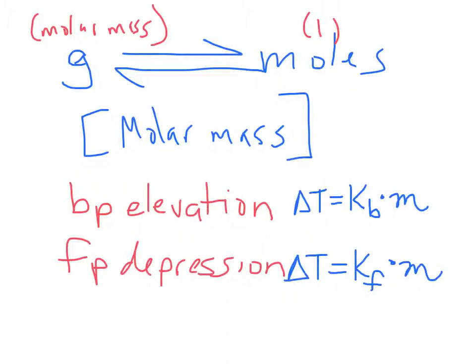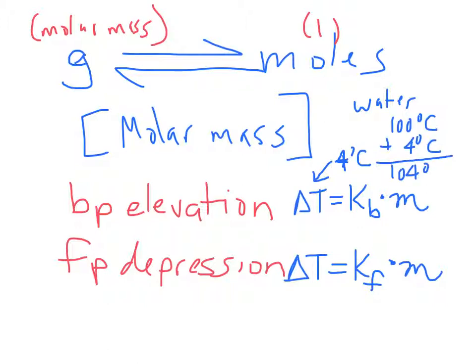So let's say, for example, we know that water boils at 100 degrees Celsius. And let's say that we do a problem where we add salt to it, and we figure out that the delta T is going to be 4 degrees Celsius. What we would do is add this 4 degrees to the old boiling point. So we would say that our new boiling point is 104 degrees Celsius.